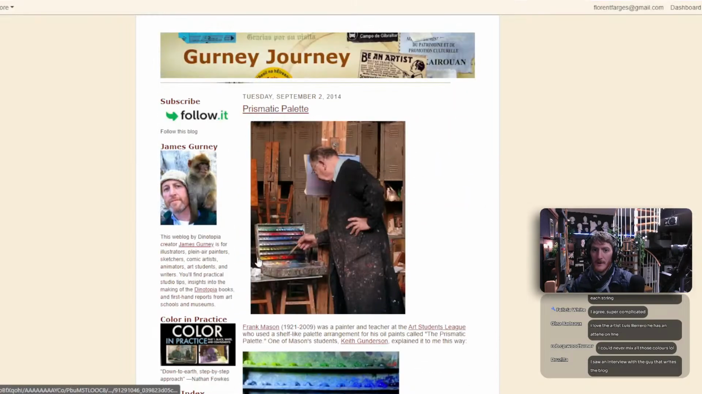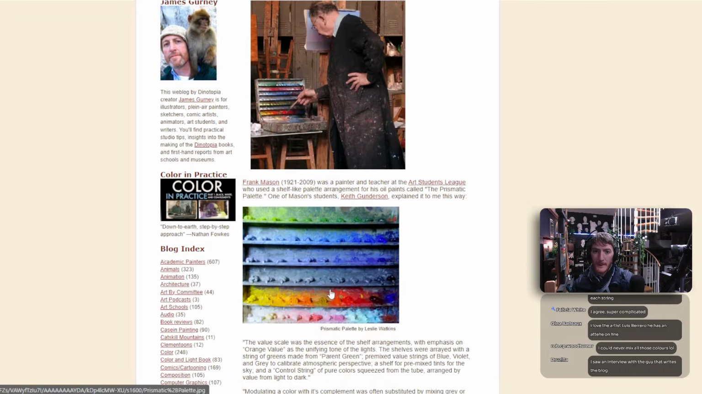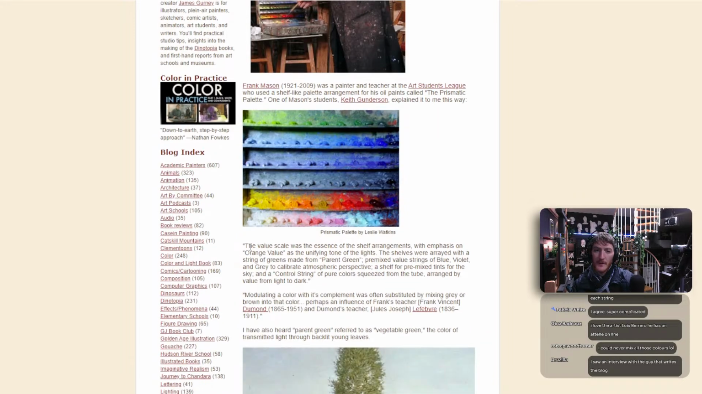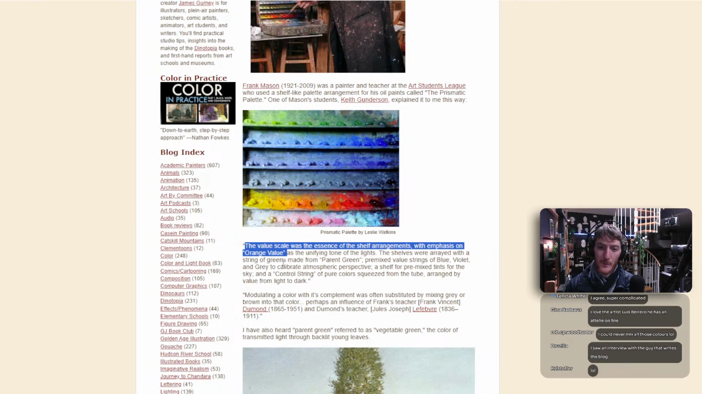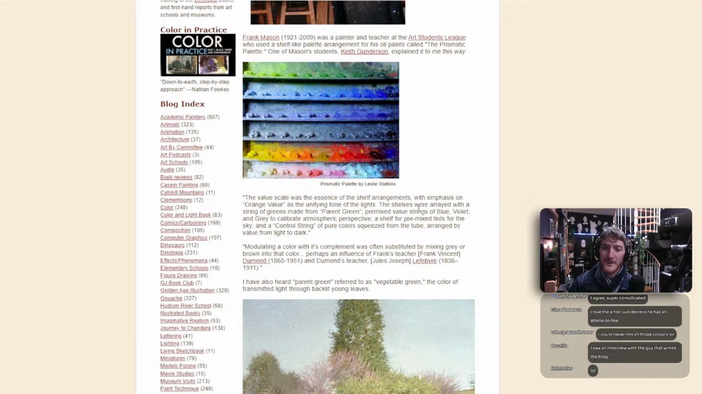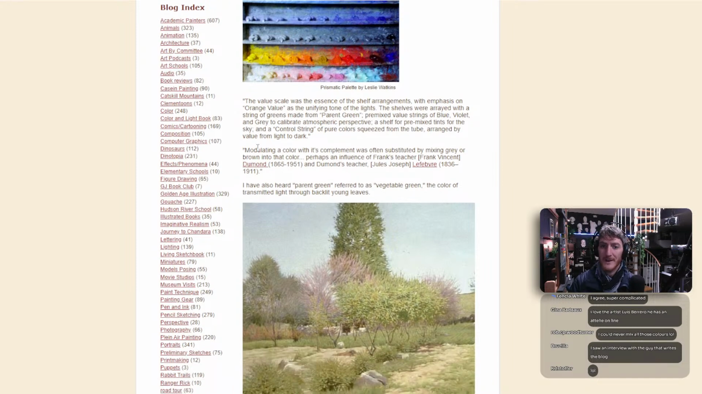James Gurney's blog, greatest blog. So, prismatic palette. A shelf-like palette arrangement for the easel called the prismatic palette. The value scale was the essence of the shelf arrangements, with emphasis on orange value as the unifying tones of the lights. The shelves were arrayed with a string of greens made from parent green, premixed value strings of blue, violet, and gray to calibrate atmospheric perspective. A shelf for premixed tints for the sky, and a control string of pure colors squeezed from the tubes, arranged by value from light to dark. Modulating a color with its complement was often substituted by mixing gray or brown into that color, perhaps an influence of Frank's teacher, Frank Vincent, and Dumont's teacher.